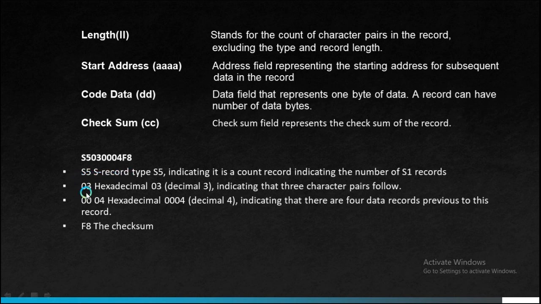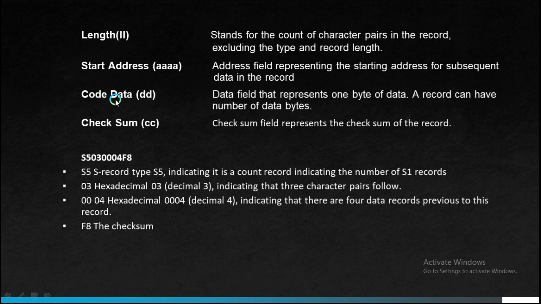Next is 03, which is hexadecimal. 03 indicates 3 character pairs. Length means the count of character pairs, so 03 means 3 character pairs are being transmitted. Next is 0004. This represents that there are 4 data records previous to this record. Next is FA, which is the checksum. So that's all about Motorola hex file format.